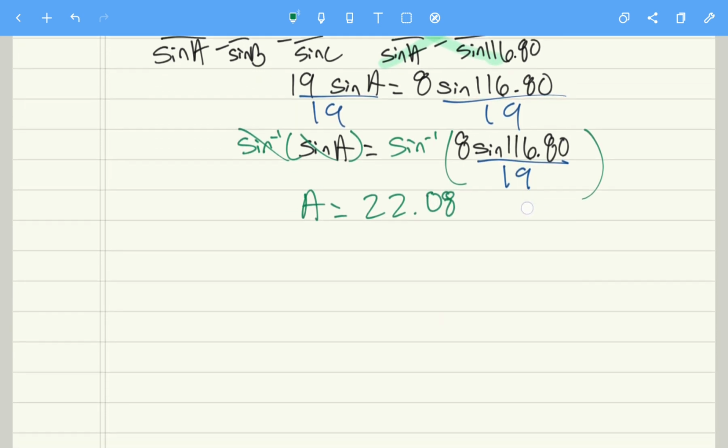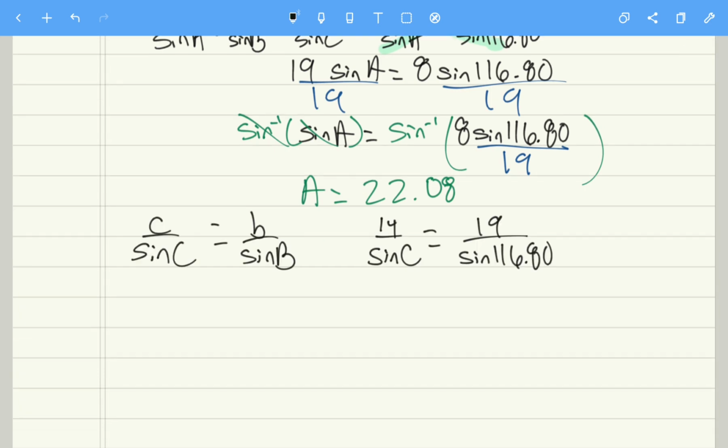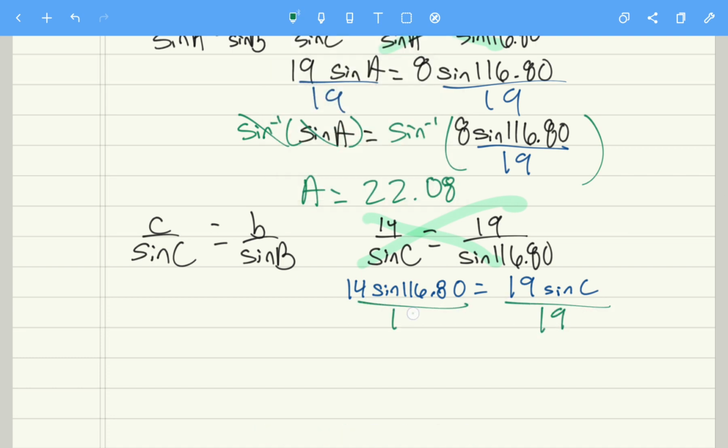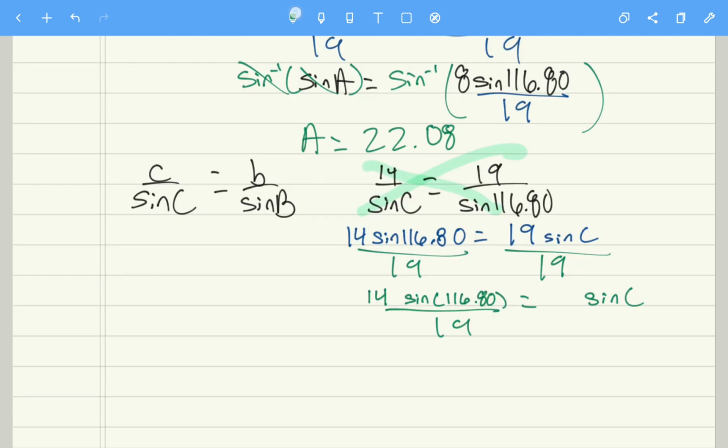And now we repeat the process to find angle C. So this is what we got. 14 over sine C equals 19 over sine 116.8. Cross multiply. We have 14 times sine of 116.80 equals 19 sine C. Let's divide both sides by 19.